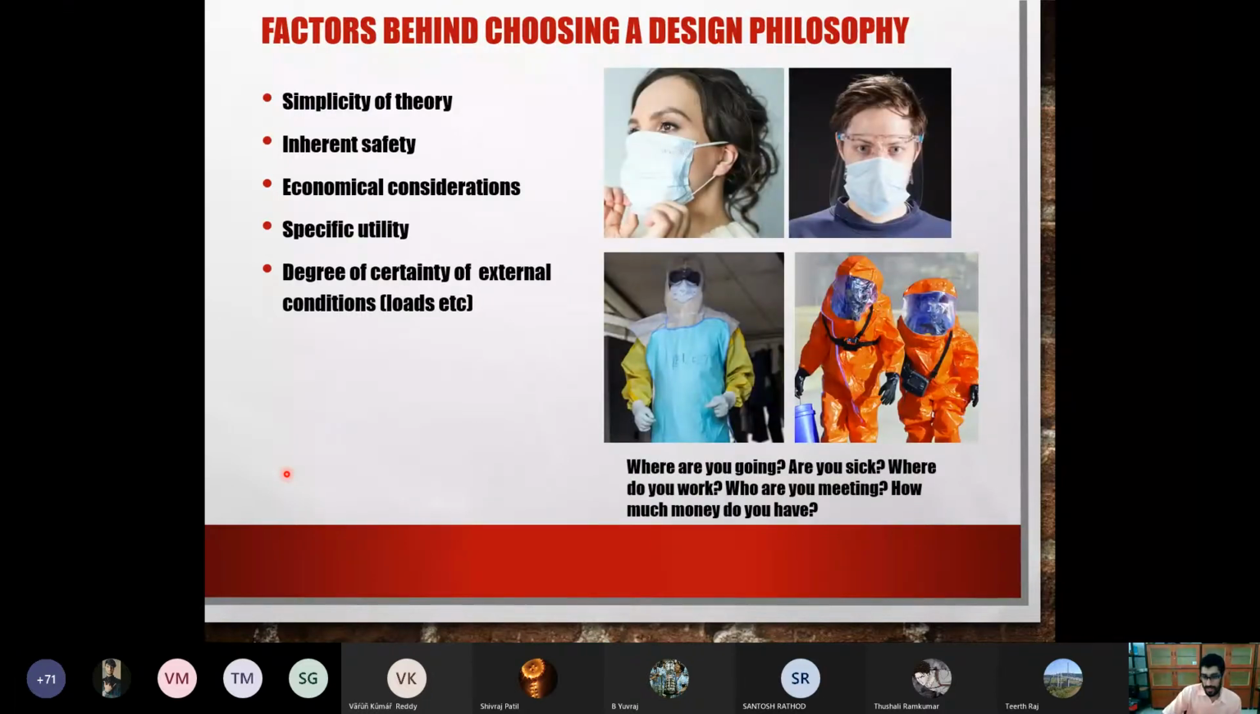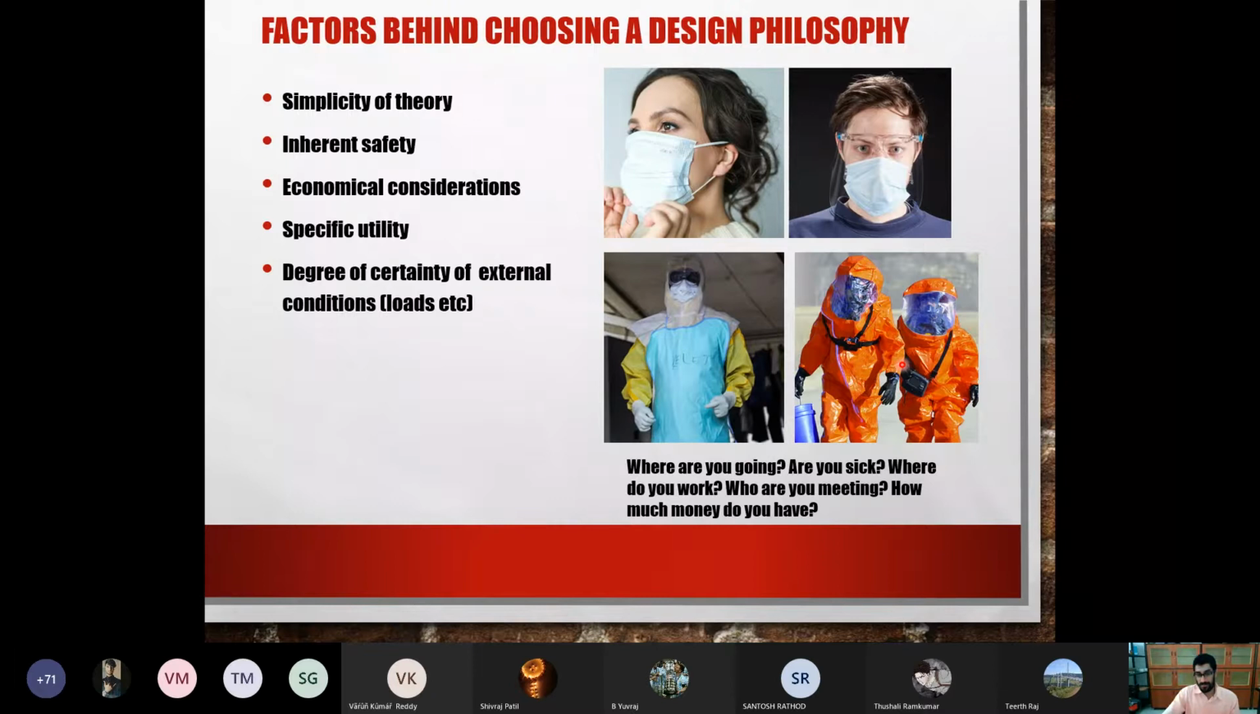For example, all these four things are for a particular purpose: each is to protect against external contaminants. Who uses what depends on many factors. For example, where are you going? Are you sick? Where do you work? Who are you meeting? And of course, how much money do you have? Depending on that, one person may decide to choose either a simple mask, a face shield, a PPE, or a hazmat suit, depending on what they're going to do, where they're going, and how much money they have.